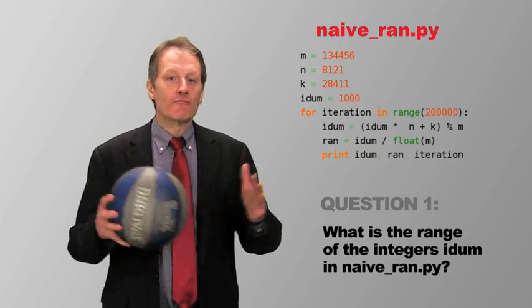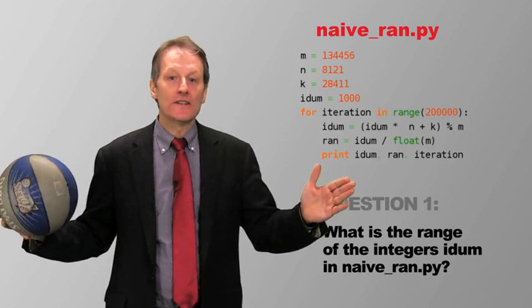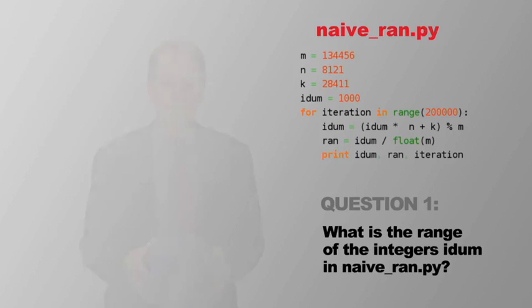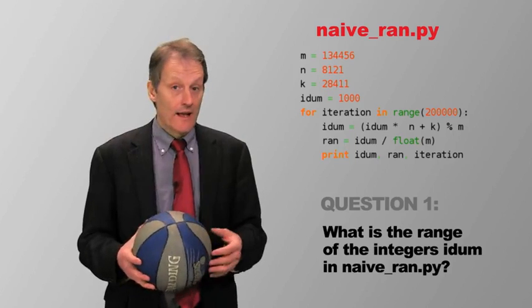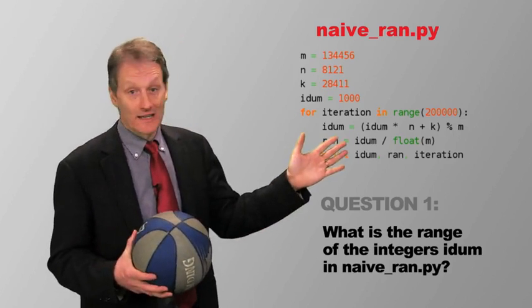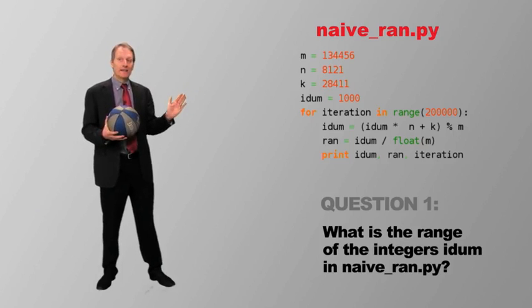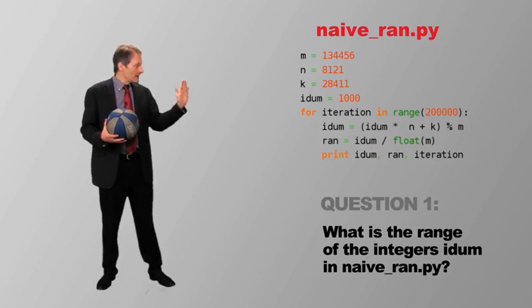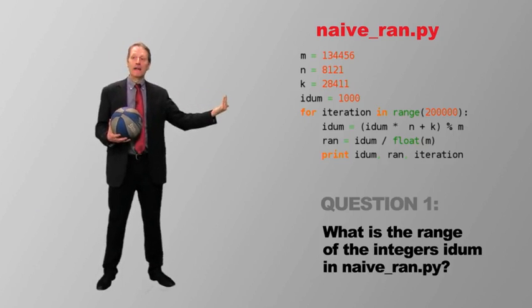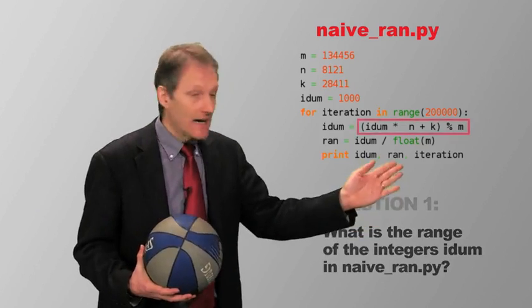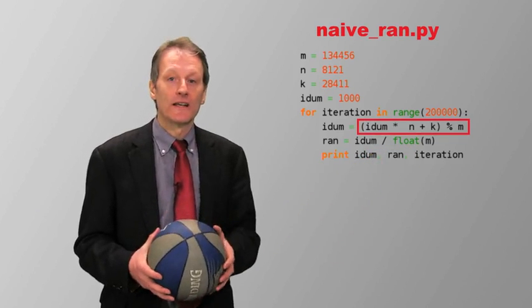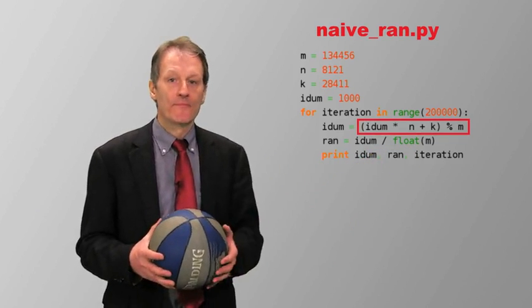What is the range of the integers idem? Well, the answer is clearly that the integers idem are contained in the interval including 0 and m minus 1. This is done by the modulo operation, modulo m.